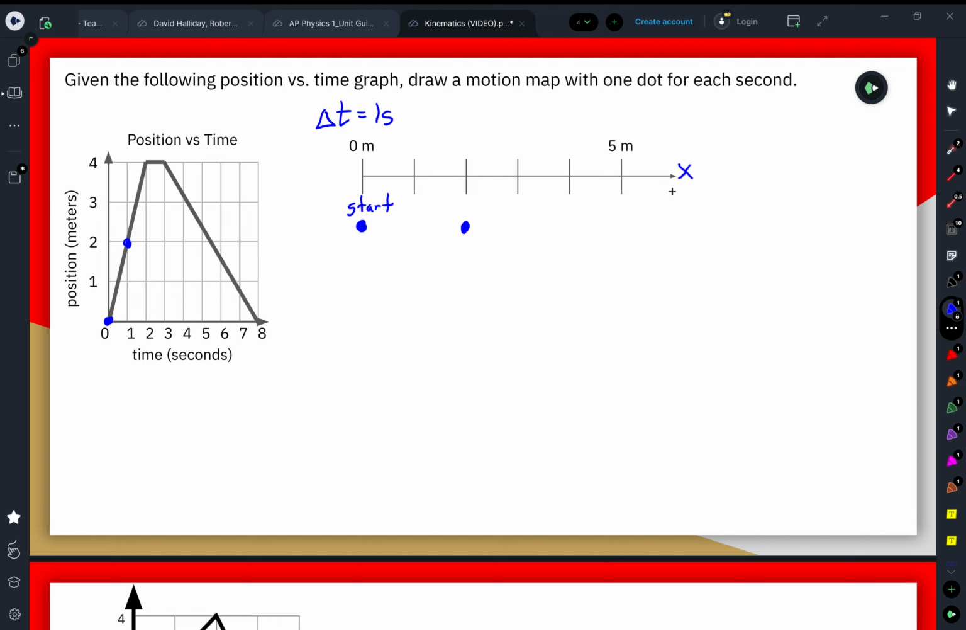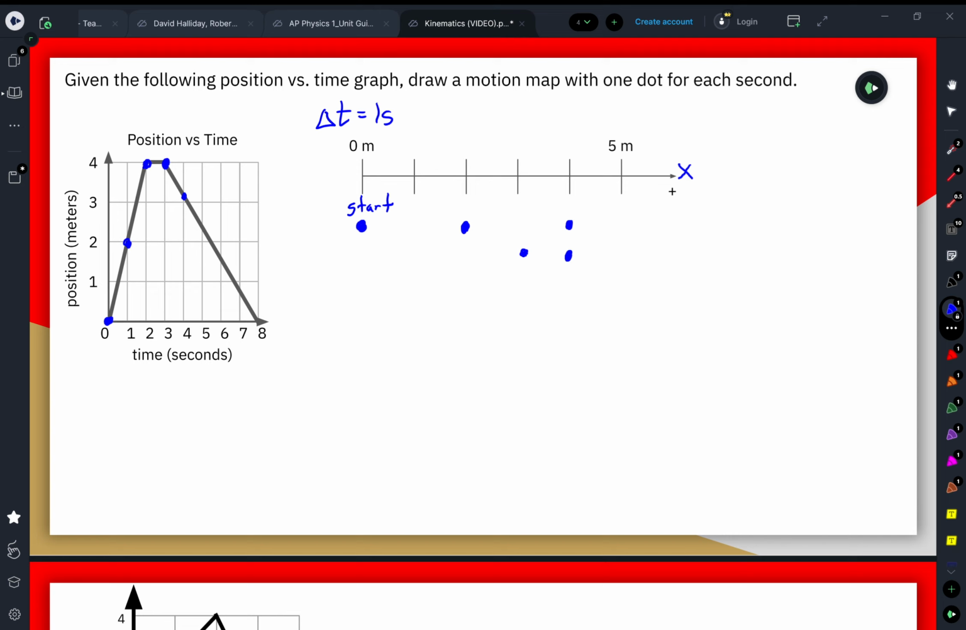Then at a time of 2 seconds, it's at a position of 4 meters. At a time of 3 seconds, it is still at 4 meters. Now I can't put a dot directly over the previous one, otherwise it wouldn't be clear that it was staying still. So whenever that happens, I just put a dot at the same position on the number line, but just above or below it. Then at 4 seconds, the object is a little bit past 3 meters, so I will show that there.